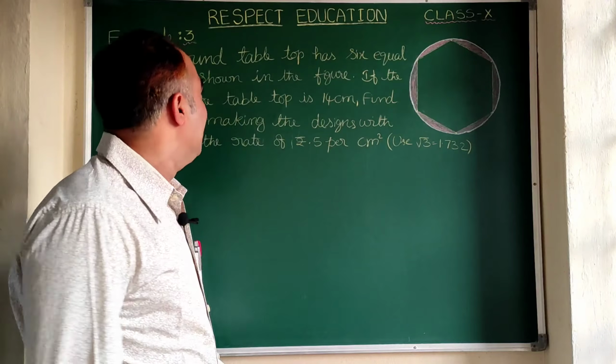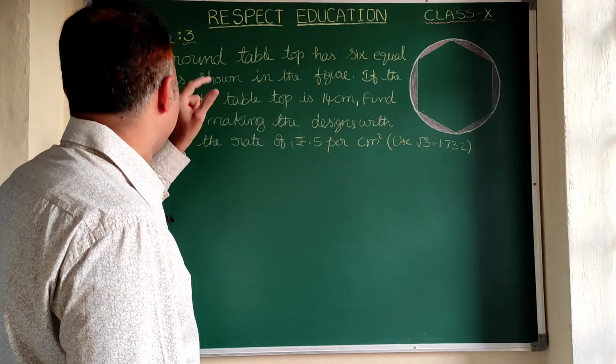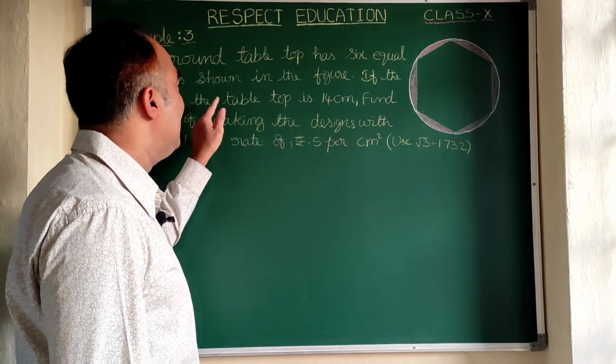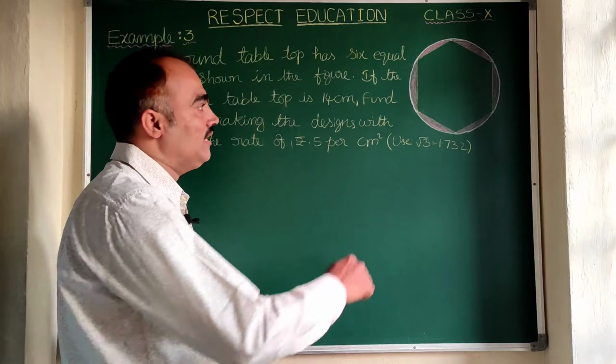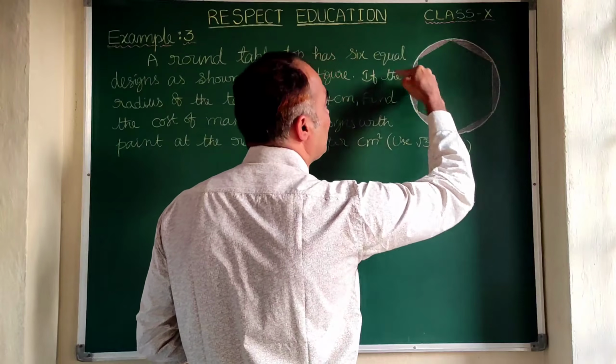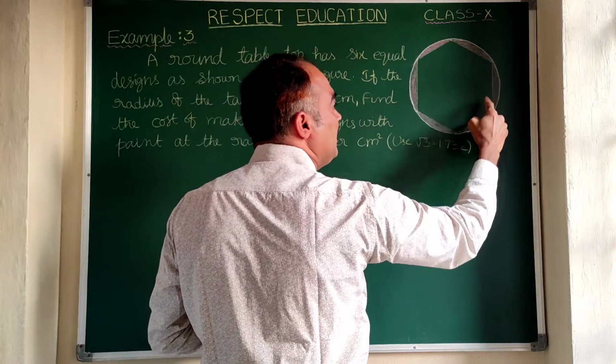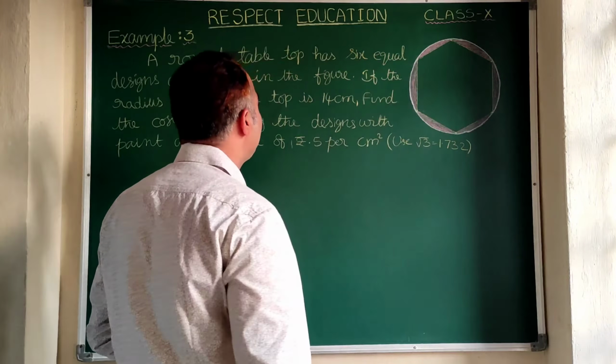Now we see example 3. A round tabletop has 6 equal designs as shown in the figure. See, this is the round tabletop. It has 6 equal designs. 1, 2, 3, 4, 5, 6.